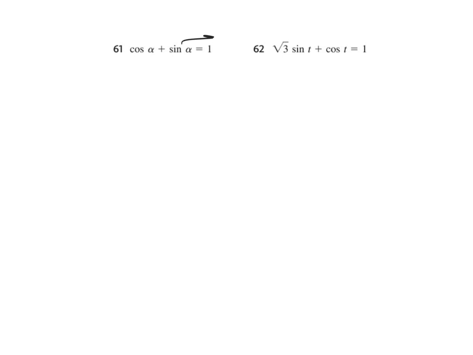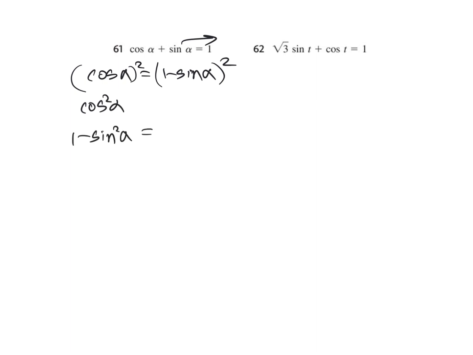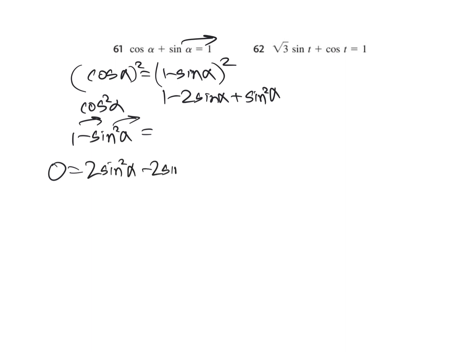Okay, same type of thing. Let's move this over and square both sides. So cosine squared, that's going to be 1 minus sine squared. And this is 1 minus 2 sine of alpha plus sine squared of alpha. All right, move everything to the right side here. So we're going to add sine squared to sine squared. That's 2 sine squared, minus 2 sine. And subtract 1 from 1, we get 0.